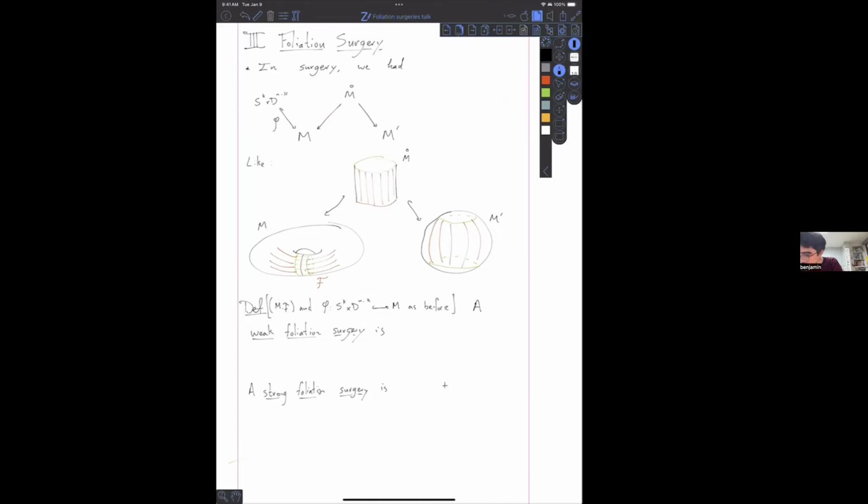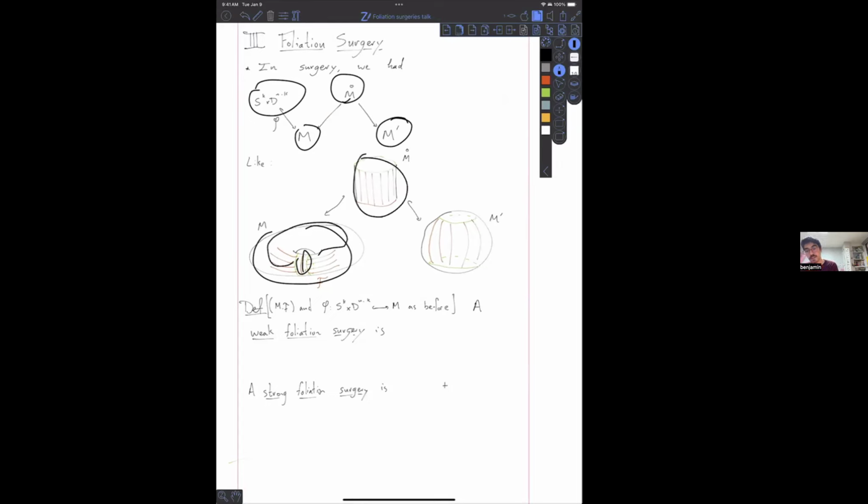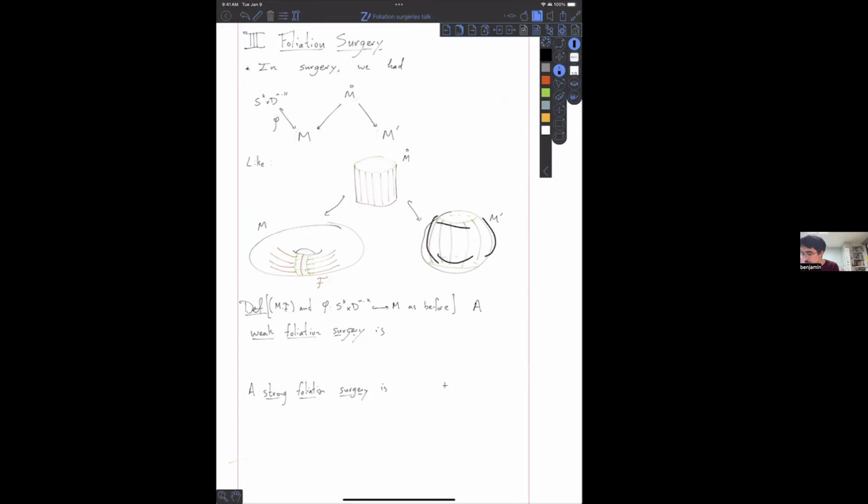So this was our setup going back to surgery. We had a manifold, we had this disk bundle, we cut it out, and then we glued back in something. For example, on the torus, we cut out this disk bundle and, if you take this part and open it up, you get this cylinder. And then after surgery that sits inside of the sphere.